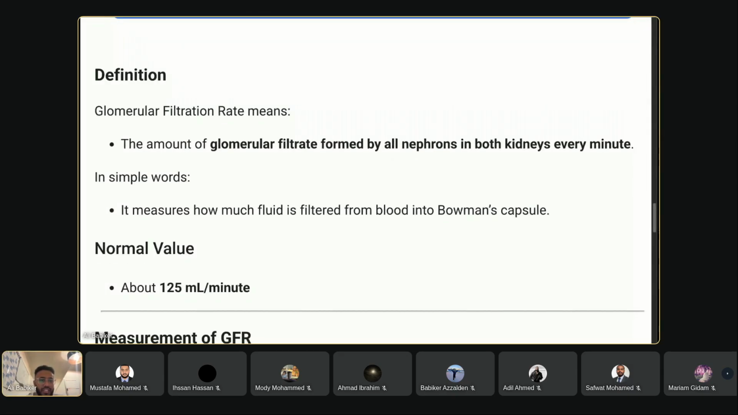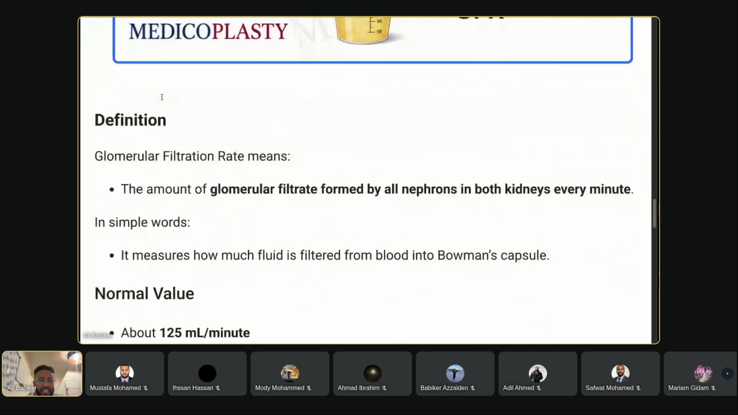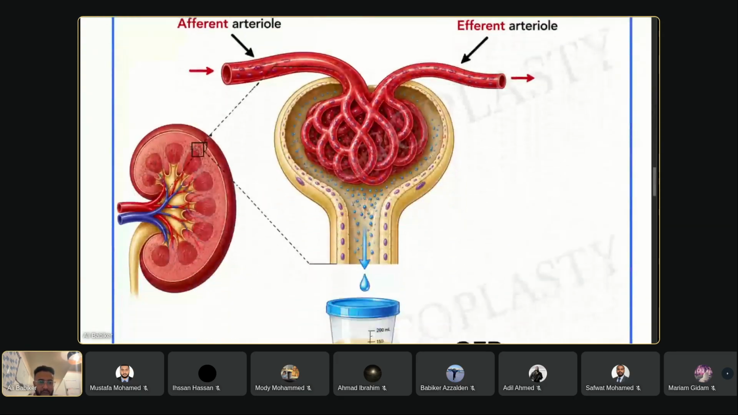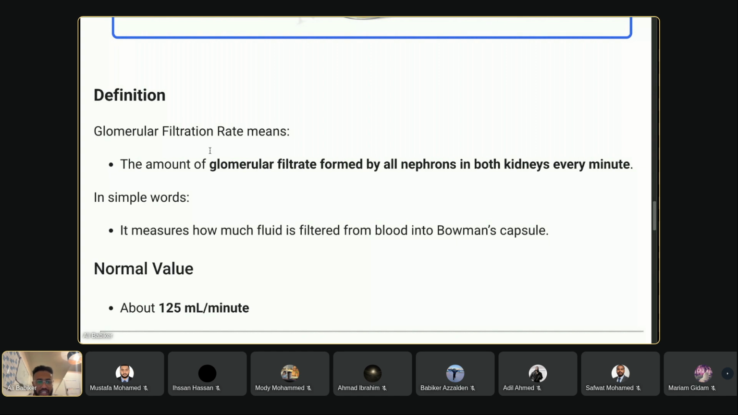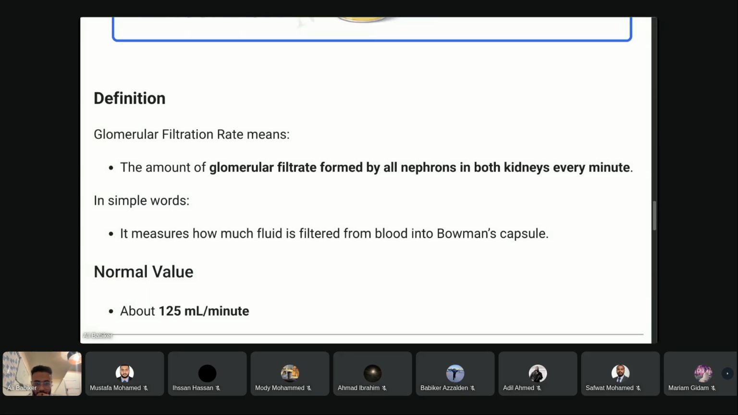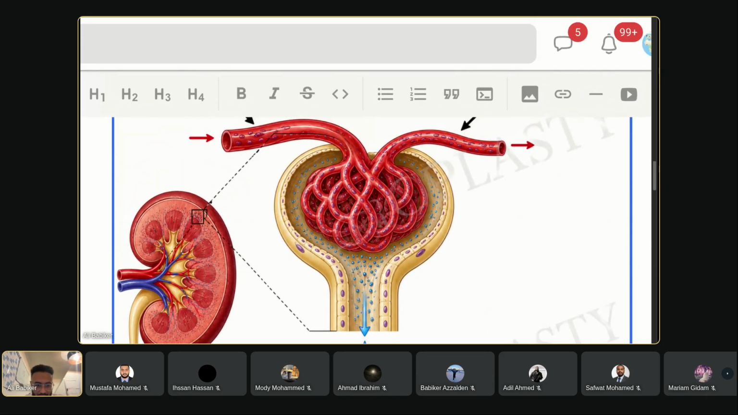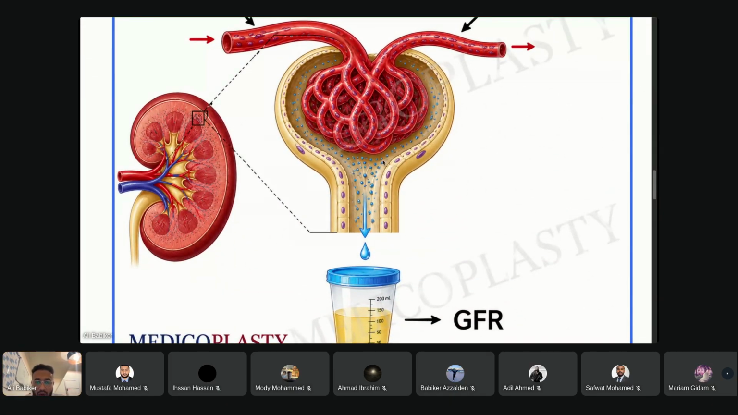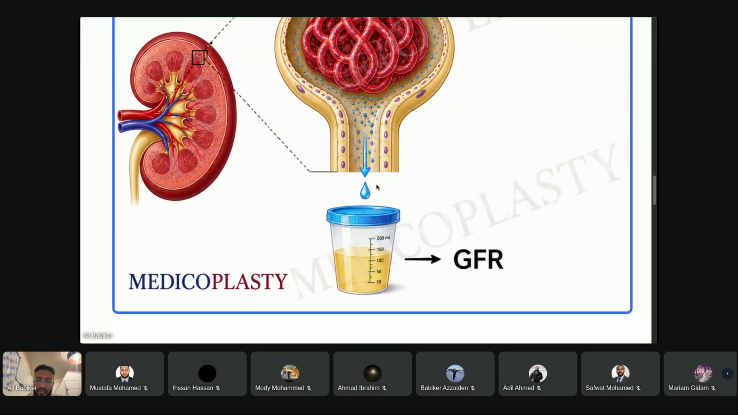All right. Definition. Now we're going to talk about the glomerular filtration rate. So we finished the renal blood flow, and now we're going to speak about the glomerular filtration rate. Glomerular filtration rate means the amount of glomerular filtrate formed by all nephrons in both kidneys every minute. The renal blood flow is the amount of blood coming here. The glomerular filtration rate is how much fluid, meaning urine, will come through here every minute. That's the main idea of it.